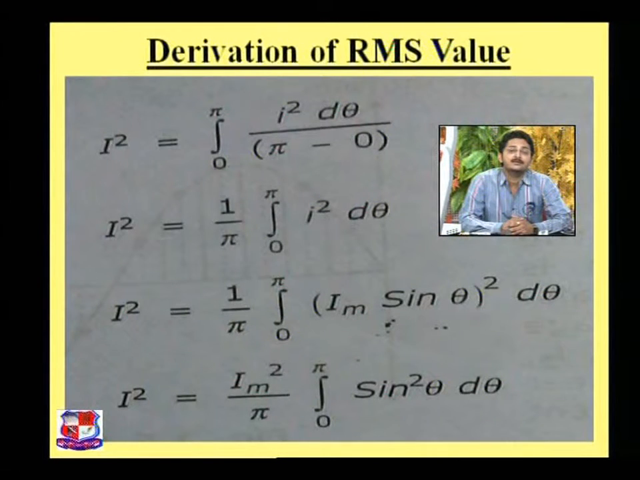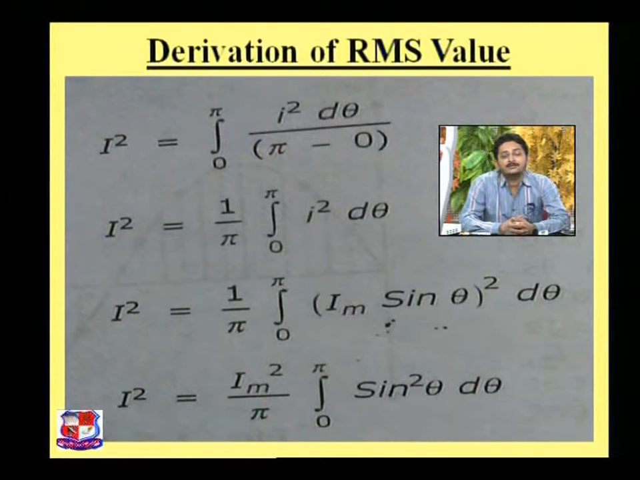Our negative cycle gets 0, and we cover only the current from the positive half cycle, that is pi. So the mean I square equals 1 by pi, times the integration from 0 to pi, that is the area covered by the cycle, of I square d theta. Now that is a variation with theta, that's why d theta is taken. Next step: I square equals 1 by pi integration of 0 to pi, now put the value of I, that is Im sin theta raised to the whole square, into d theta.